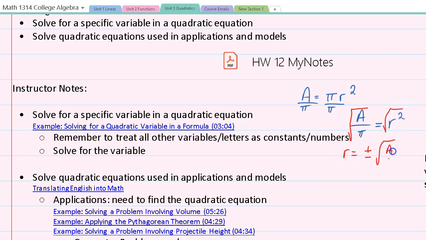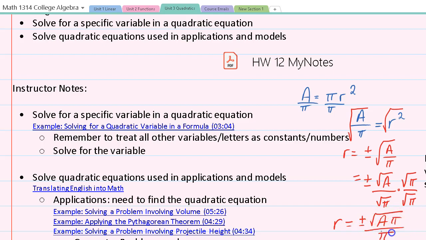Remember that this is the same as r is equal to plus or minus the square root of A over the square root of pi, which means that we will need to rationalize the denominator. So we multiply our fraction by the square root of pi over the square root of pi and get r is equal to plus or minus the square root of A times pi over pi. This rationalizes the denominator for our fraction.